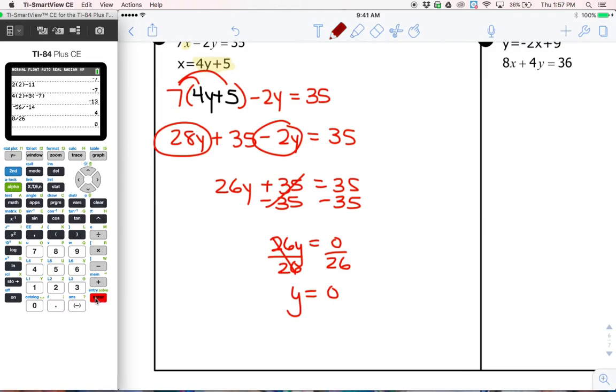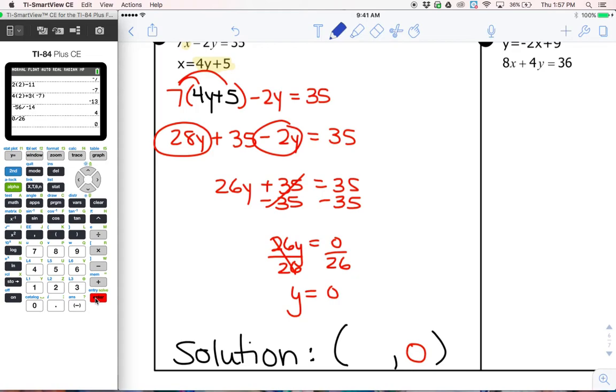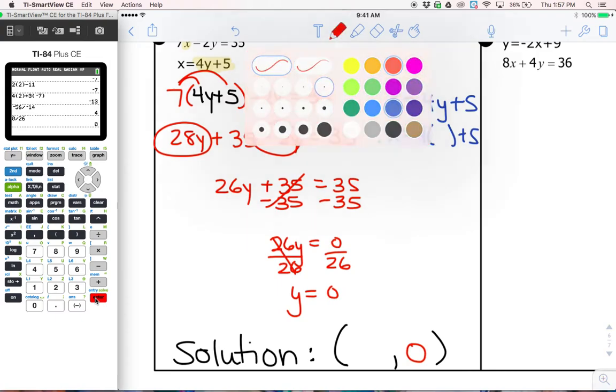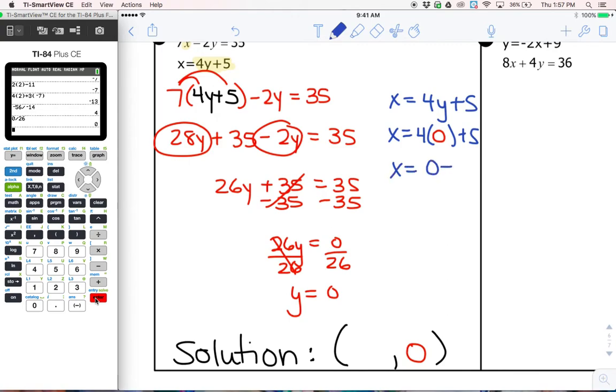All right. So my solution, I've got the y value just figured out. We just figured out the y value was 0. So make sure it goes in the spot for y, and we're going to find the x value. Again, I think this one's easier to plug stuff into. So we've got x equals 4y plus 5. And I just found out that y is 0, so I'm going to plug that in. A lot of you probably do this part in your head here. So we've got x equals 4 times 0 is 0 plus 5, so x equals 5. So my solution is 5, 0.